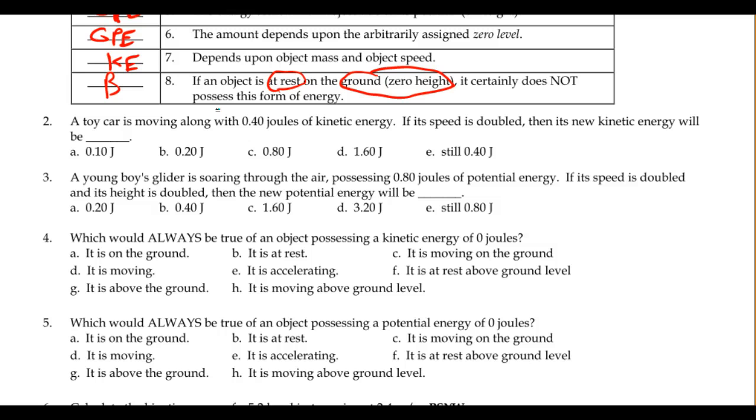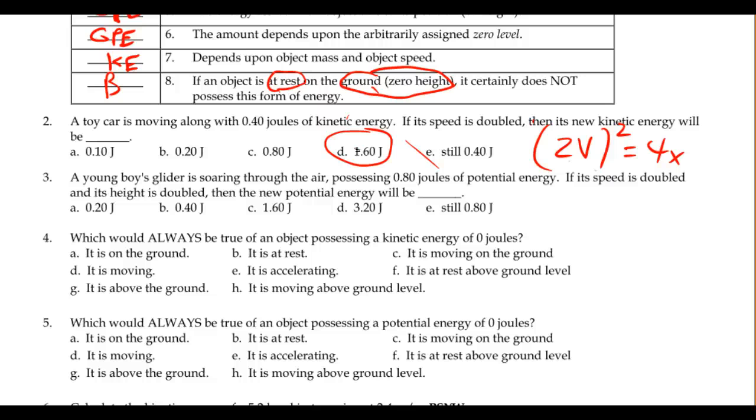Okay, in calculating, a toy car is moving along with 0.4 joules of kinetic energy. Its speed is doubled. Then its new kinetic energy will be, well, keep in mind that we are doubling the speed. Now, if you square that impact, 2 times 2 means you're going to have 4 times as much kinetic energy. So we're going to go from 0.4 to 1.6 joules. So again, that's a 4-time leap just by doubling the speed.